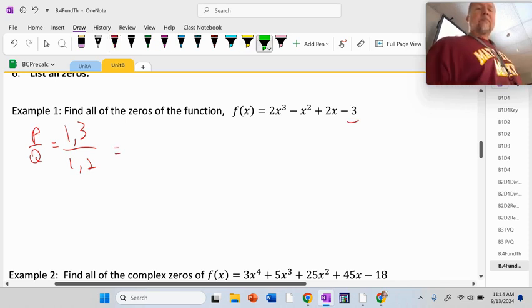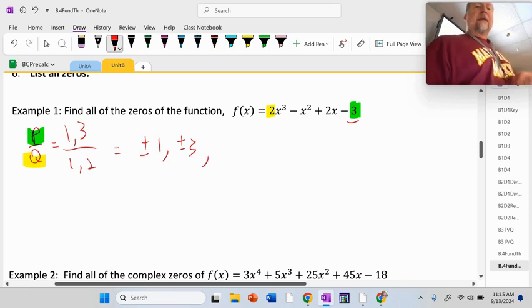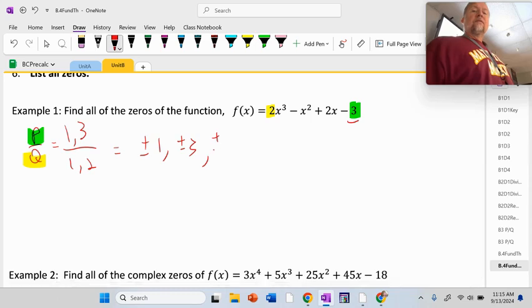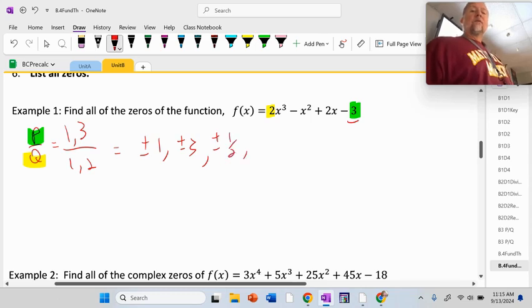I forgot what colors I used. I think it might have been green and yellow. It doesn't matter. And then the factors of the leading coefficient, and then list them. I guess we could write the plus minuses there, and then 1 half, 3 halves. You don't want to write that plus minus so many times. You could use that parentheses thing. Okay, let's hope one works.